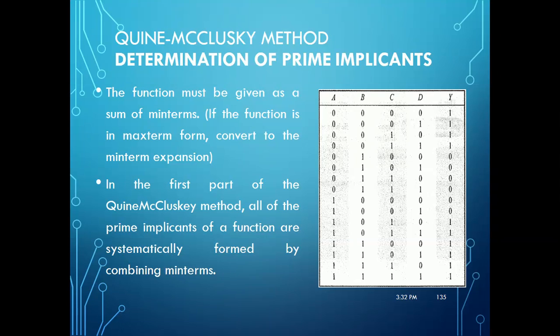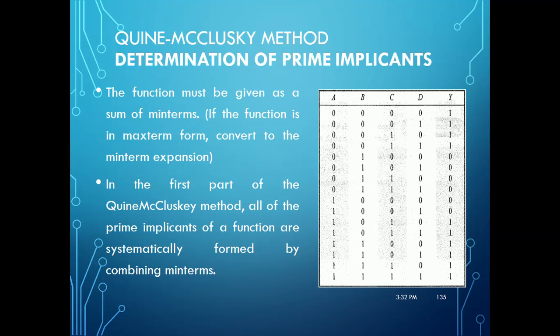The function must be given as a sum of min terms. So when you solve problems in the exam, usually they give the min terms for solving the Quine-McCluskey method. So how do they represent the min terms? That is, sum of min terms they will be giving. So for example, f of a, b, c, d is equal to summation of min terms 0, 1, 2, 5, 6, 7, 8, 10, like this. So sum of min term expressions they will be giving. So using that, keeping that as a first step, you are going to solve the next problem.